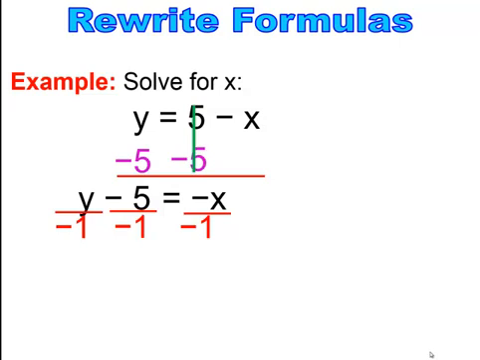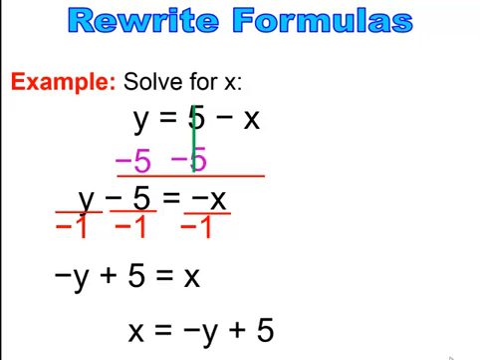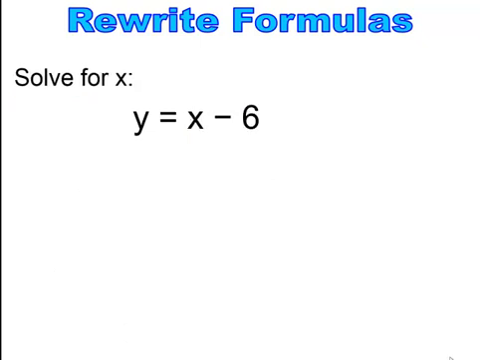Now you're going to need to simplify piece by piece. And I want you to notice here that y is positive, and y divided by a negative 1 will end up being a negative y. And then a minus 5 divided by a negative 1, two negatives create a positive, so that's going to change that to a plus 5 equals x, and now you have x by itself. So the formula for x will equal a negative y plus 5. Pause and try.